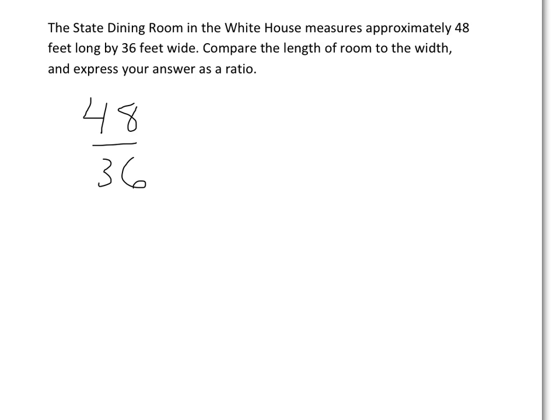So to make that make a little bit more sense, I could reduce this fraction. I see 12 goes into both of those numbers. 12 times 4 is 48, and 12 times 3 is 36. So the length of the room compared to the width of the room is a ratio of 4 to 3. I could write a ratio in several different ways. I could also write 4 to 3 as 4:3 with the two dots there. Or I could also just write out the words 4 to 3.